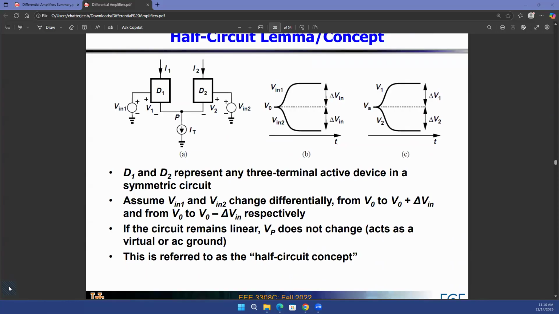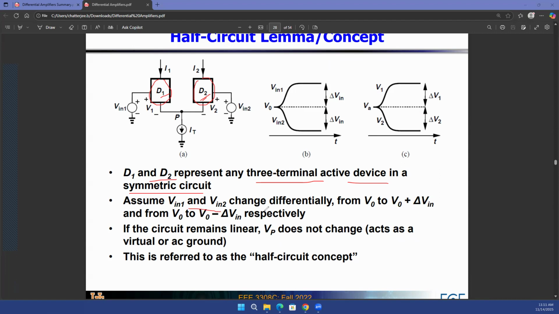Now, another way of thinking about it is something that we already talked about: if the left side and the right side are exactly identical, you can consider something called the half circuit concept. If D1 and D2, let's say these are two black boxes, represent one half of the differential circuit and the second half of the differential circuit, they represent any three-terminal active device. It doesn't need to be one single MOSFET. It could be maybe 5 different MOSFETs on the left side and 5 different MOSFETs on the right side. As long as they are identical, you can consider only one half of those.